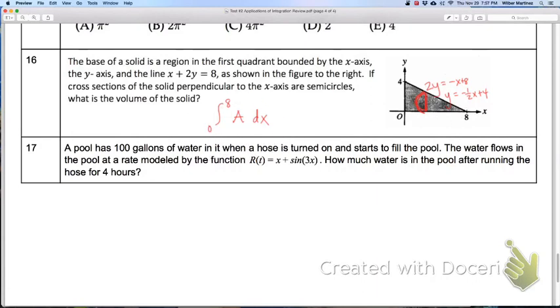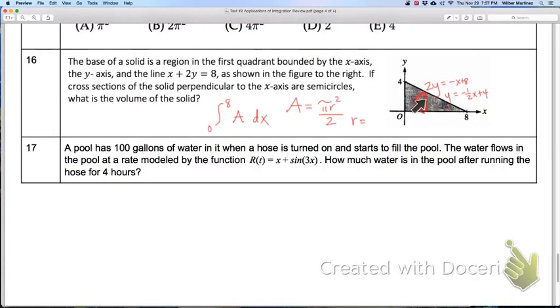I also need to know an expression to represent the area. So the area of a semicircle is pi r squared, which is the area of a circle, but then divided by 2, because it's only half the circle. So we're getting a little closer. The only thing is that I need an expression for r.